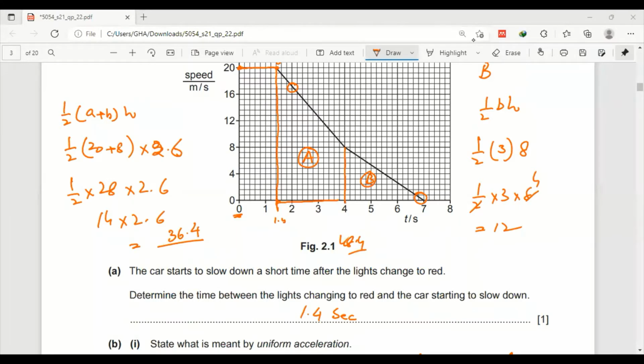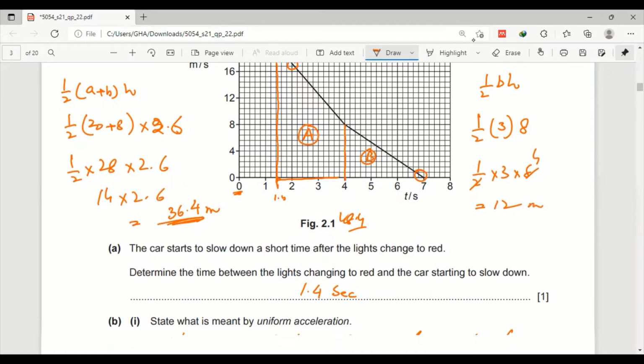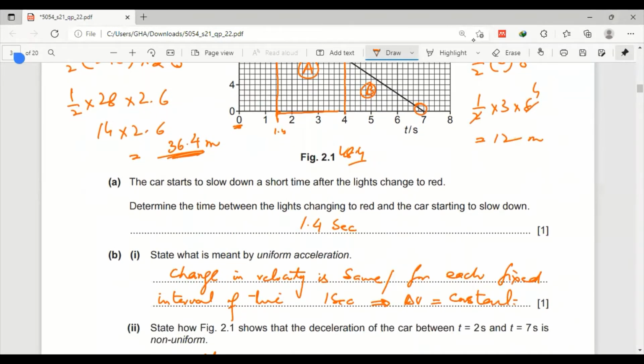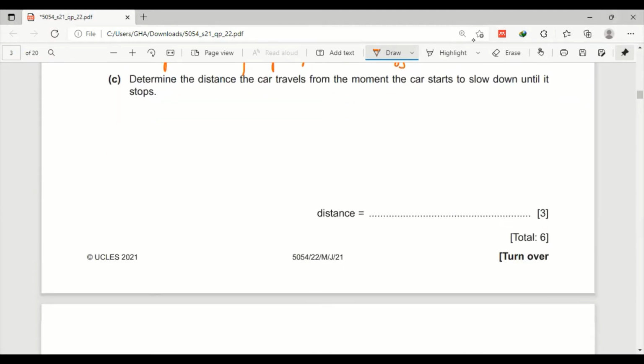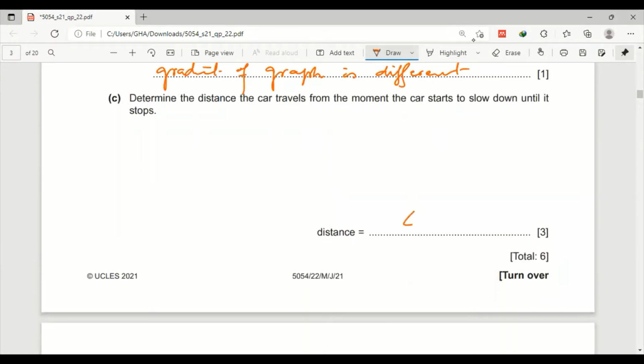Okay, this answer is coming 36.4 meter, and this is coming 12 meter, and we have to add both. So 36.4 plus 12, it is coming 48.4. So here, 48.4 meters are in two significant figures. We can write 48 meter.